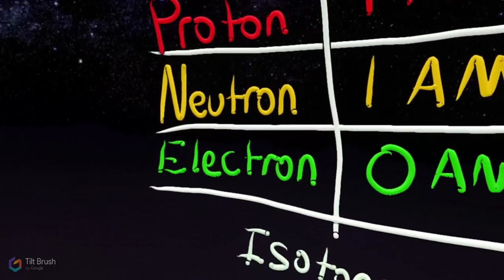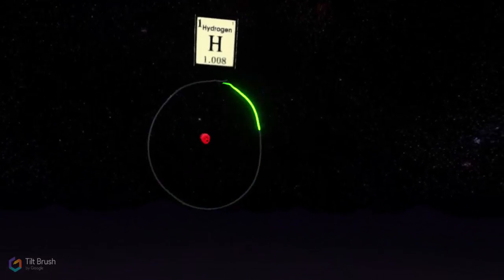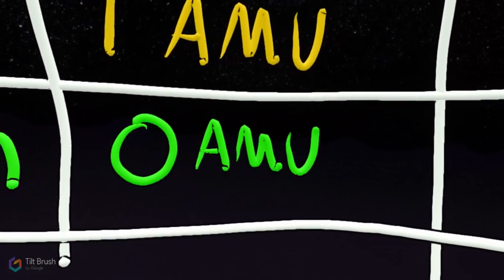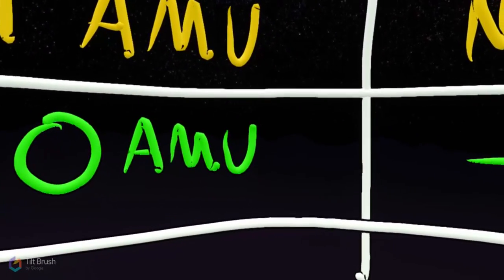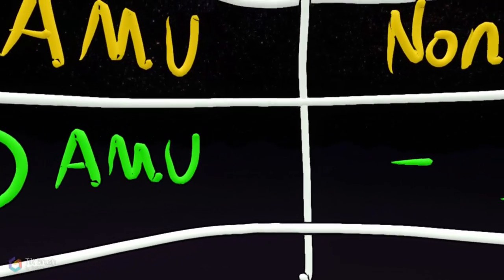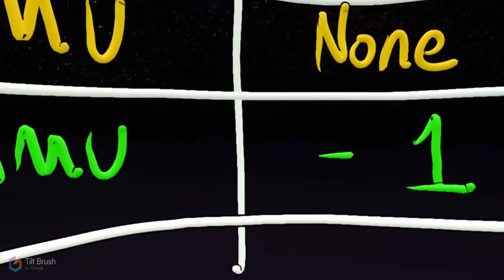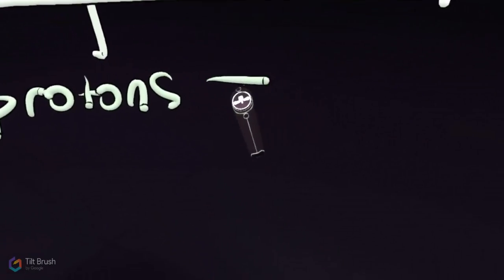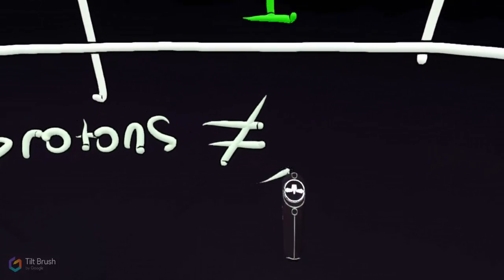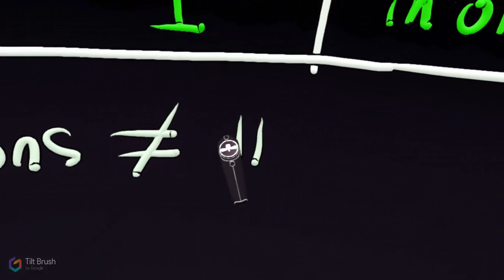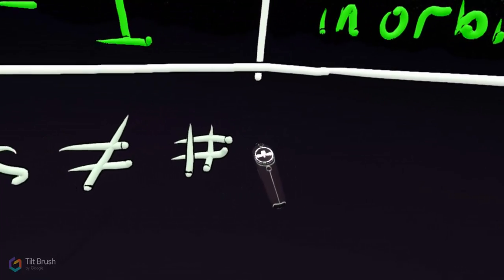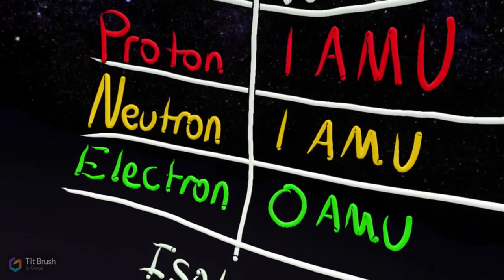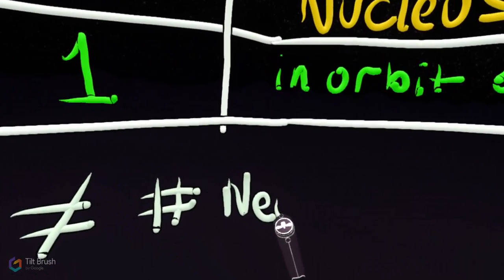All it means if you say you have an isotope of something, this is an isotope, is that the number of protons does not equal the number of neutrons.